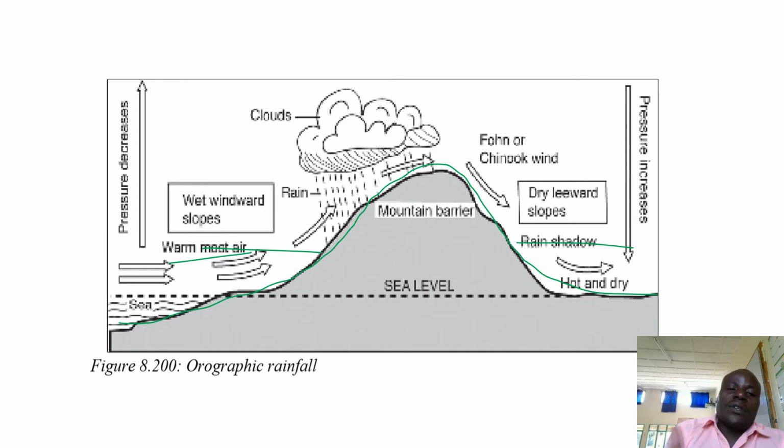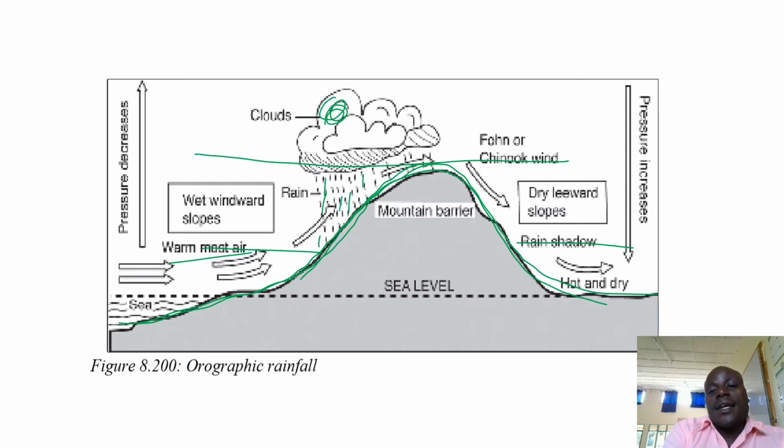And as this wind blows, it meets a mountain, which is now a barrier. And because warm wind is lighter, it is forced to rise on the windward side of the mountain. Then after it reaches condensation level, it condenses and forms clouds. And clouds will form rainfall, which falls back especially on the windward side of the mountain.